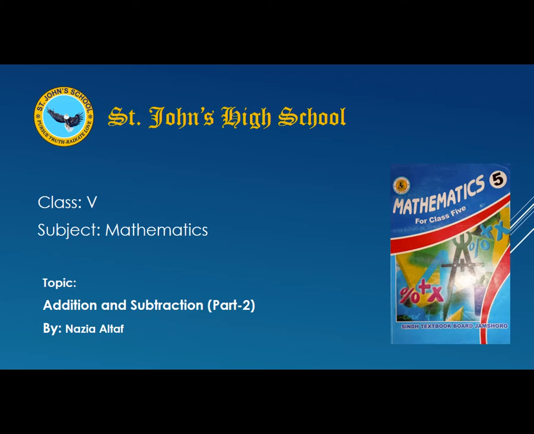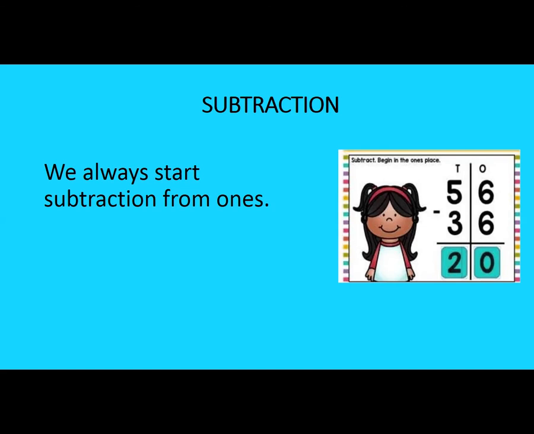Today our topic is addition and subtraction part 2. Subtraction. We always start subtraction from ones. As I explained earlier about addition, that we start addition from ones or from the right side, in the same way we start subtraction from the right side or from ones place. As you can see in the picture, 6 minus 6 is 0, that is the subtraction, and we start from that side, that is ones place value.